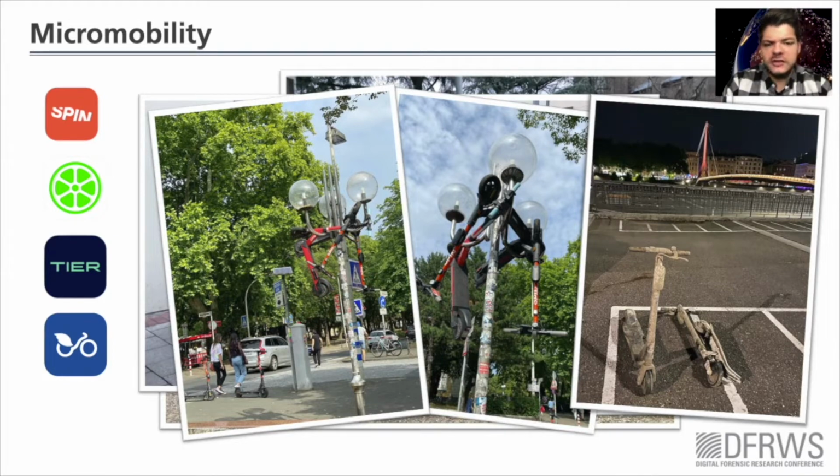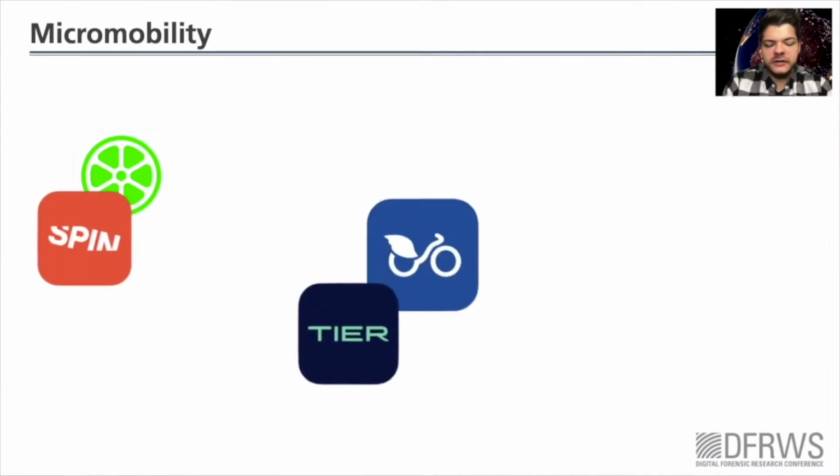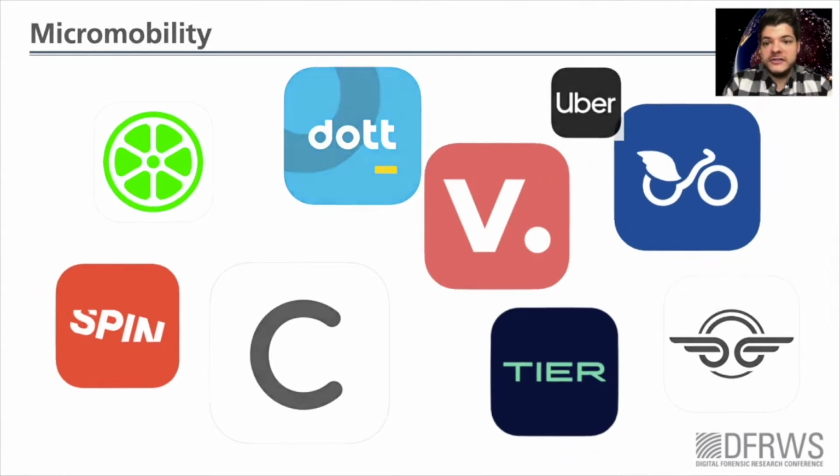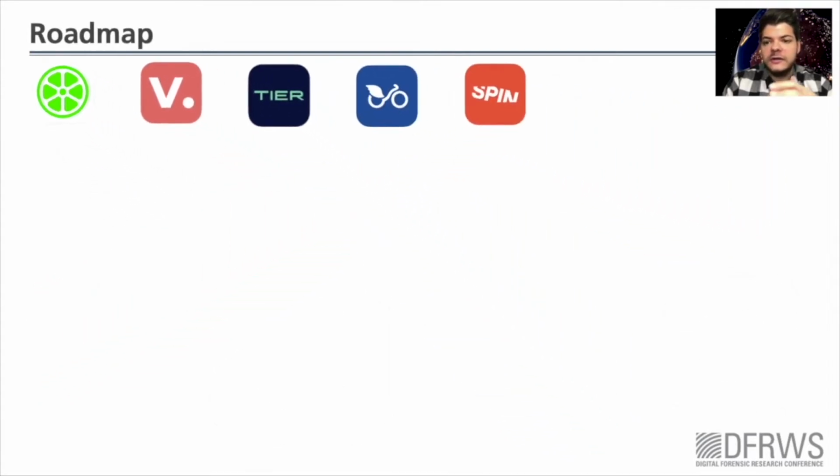But there are, of course, more providers than the ones mentioned so far, and I don't even think that this list is complete. But in the paper and during the rest of the presentation, we're going to focus on Lime, Voi, Tier, and Nextbike, and there's going to be a little bit of Spin. It's not in the paper, but we included it here.